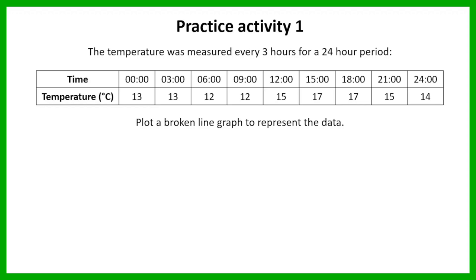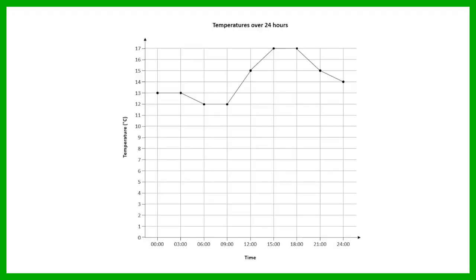Okay, so let's take a look at what your graph should look like. So over here, I've got the graph. Remember, you need to have a title for your graph. So I just called it temperatures over 24 hours. Here we've got our axis for the temperature, which we need to specify as in degrees Celsius. And then here we've got the time.